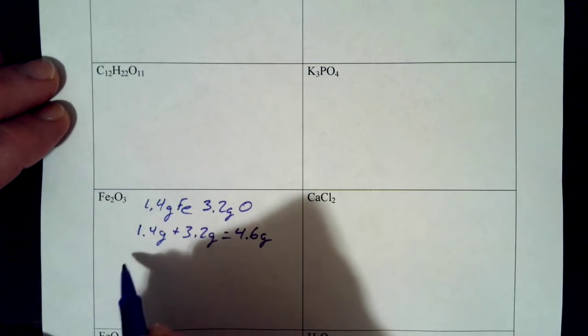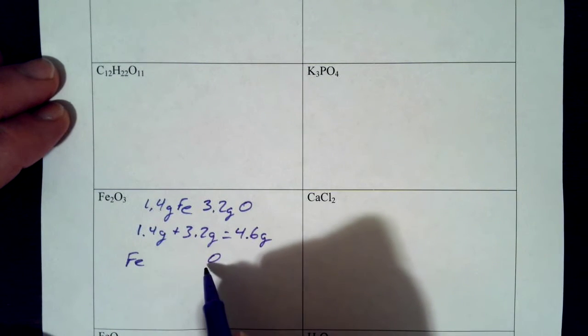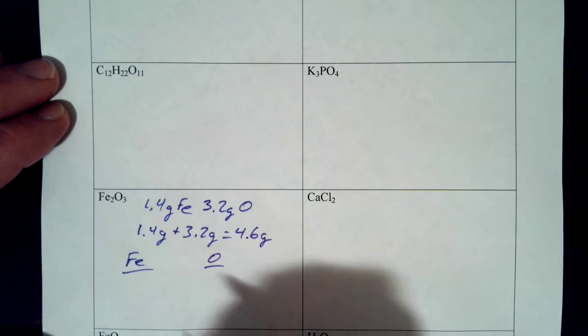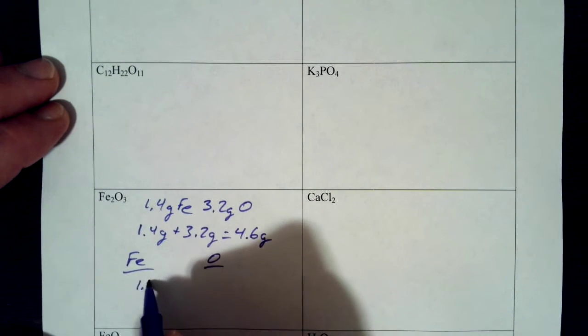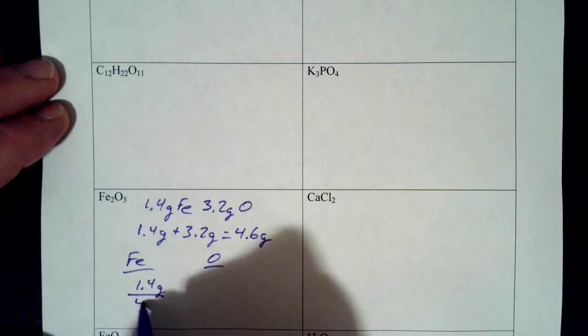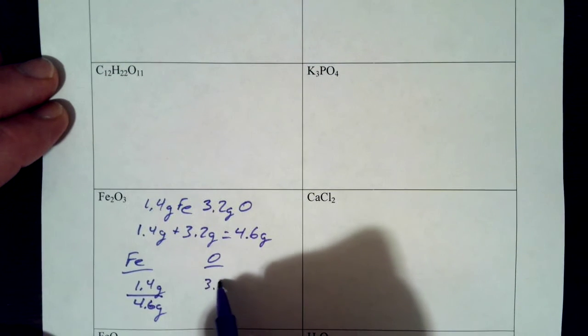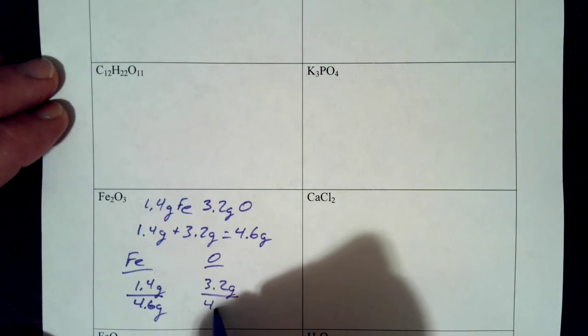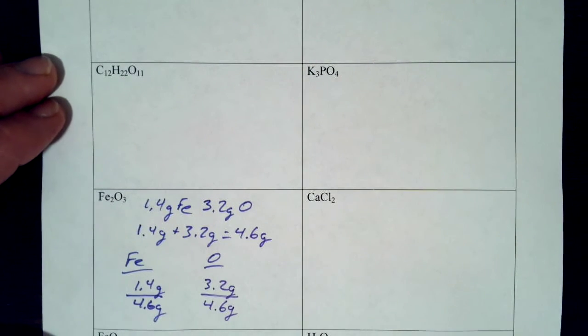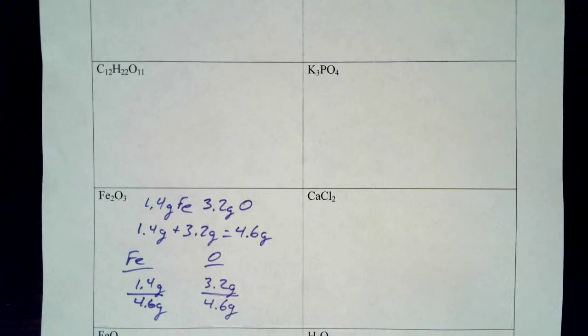And if I wanted to know what percent was the iron and what percent was the oxygen, I'd just say, well, I know that there are 1.4 grams out of the total of 4.6. And I know that there are 3.2 grams out of the total of 4.6. And you would, again, convert those to a percentage, and you would be good.